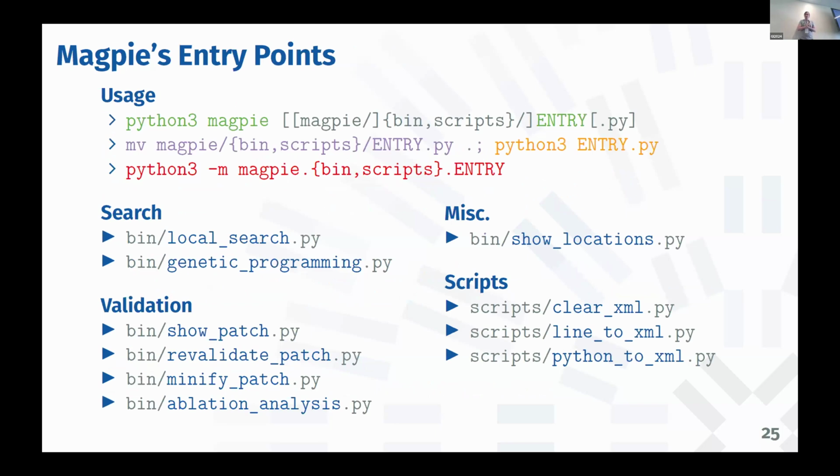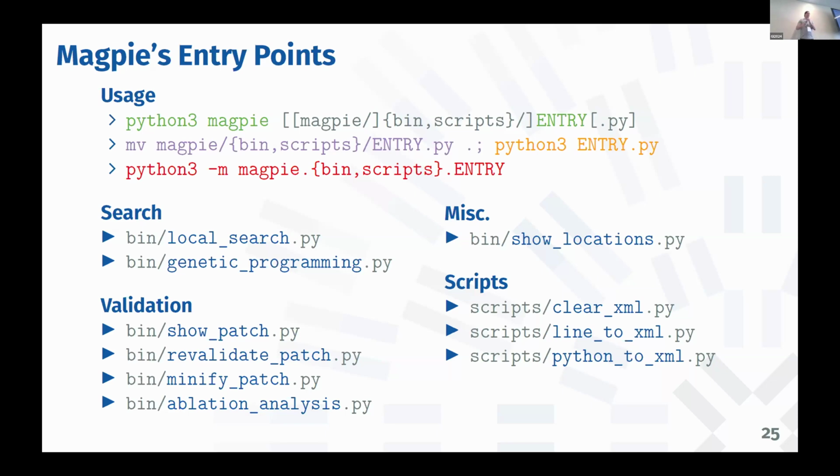And I think that's the last slide for the implementation part. We have many entry points. There are 3 ways to actually use them. The one that I will recommend, which is a new one if you already used Magpie before, is simply to run python3, then magpie, which is a repository, and then the name of the entry point you want, which can be python3 magpie local_search, like magpie/bin/local_search.py.